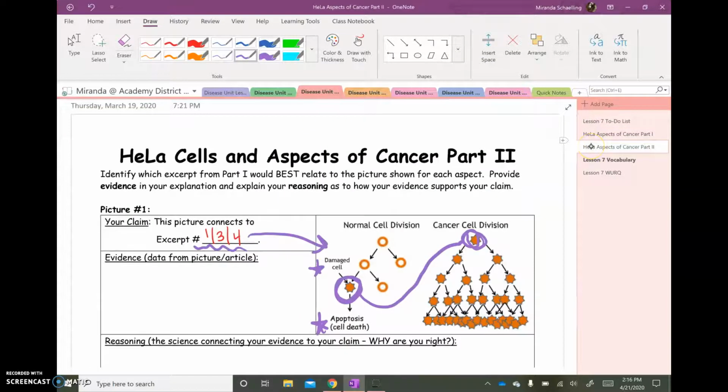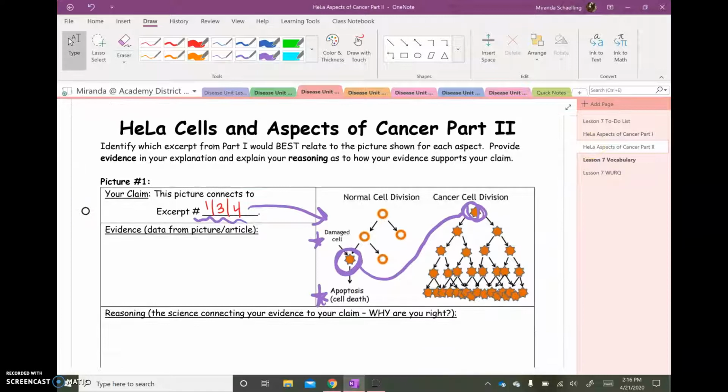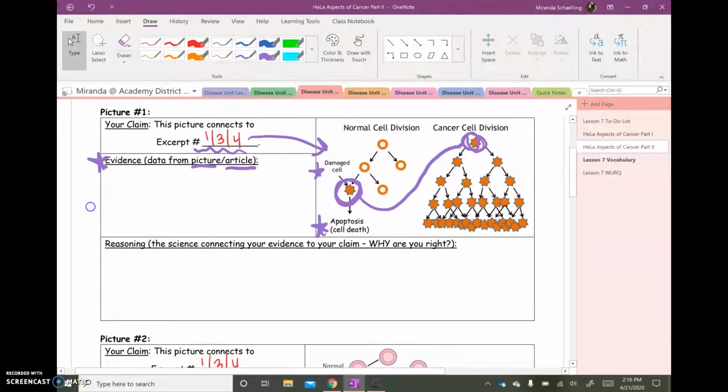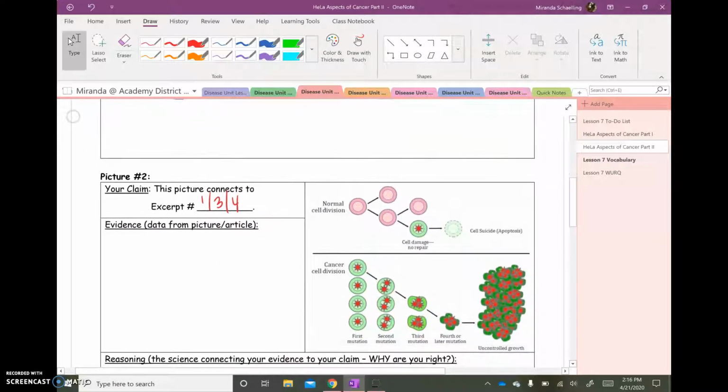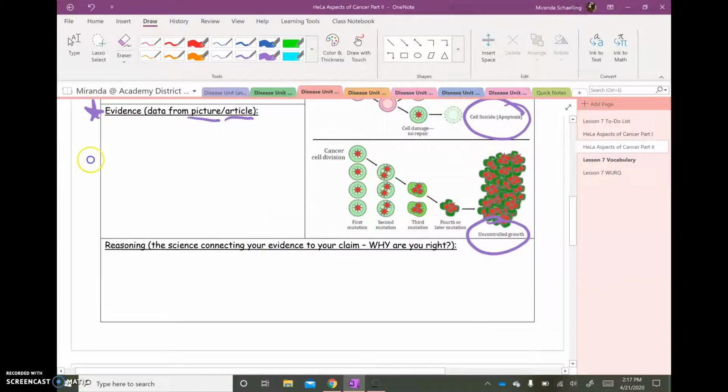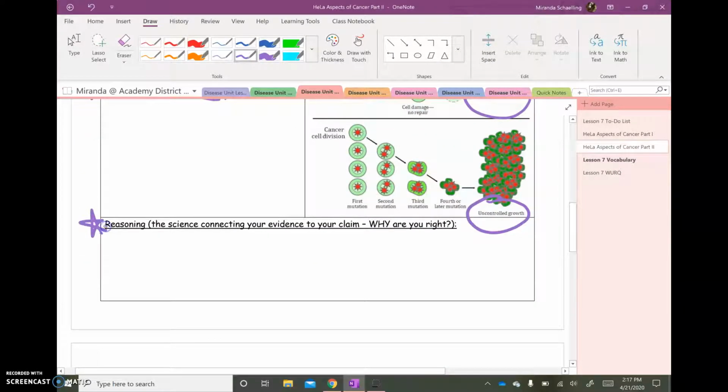So for this one, you just need to take your evidence, and the evidence can be from the picture here or from the article that you read before. And then your reasoning, remember, connects the science. So why does this make sense? Picture 2, again, we've got cell suicide or apoptosis. We've got uncontrolled growth in cancer. Again, we can use evidence from the picture or article. And then reasoning is the science behind it.